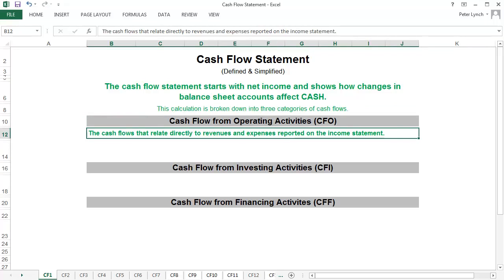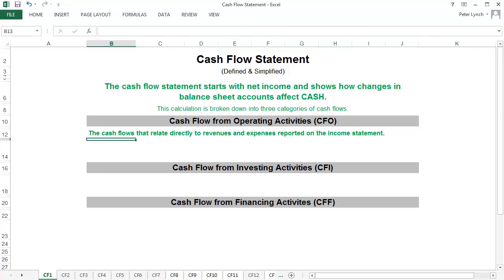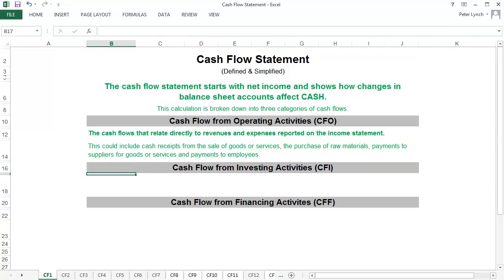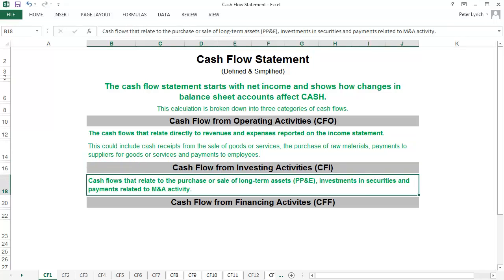These are the cash flows that relate directly to revenues and expenses reported on the income statement. You can think of this as cash receipts from sale of goods or services, the purchase of raw materials, payments to suppliers for goods or services, and payments to employees. Next, you have cash flow from investing activities, which relate to the purchase or sale of long-term assets, investment in securities, and payments related to M&A activity.